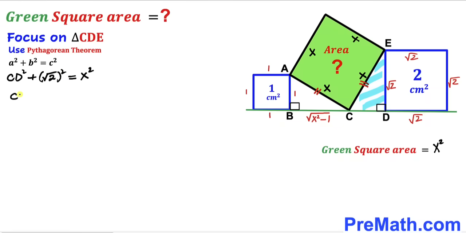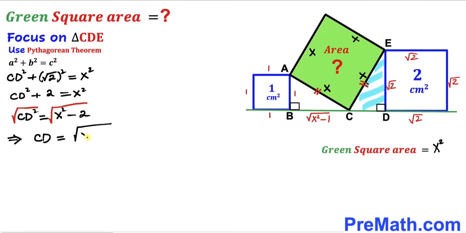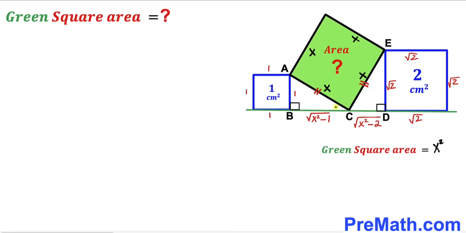Let's simplify. We're going to get CD square, and the square root of 2 squared is simply 2, equal to x square. I'm going to move this 2 to the right hand side. So therefore CD square turns out to be x square minus 2. I'm going to undo this square by taking the square root on both sides. So therefore our CD side length turns out to be the square root of x square minus 2.